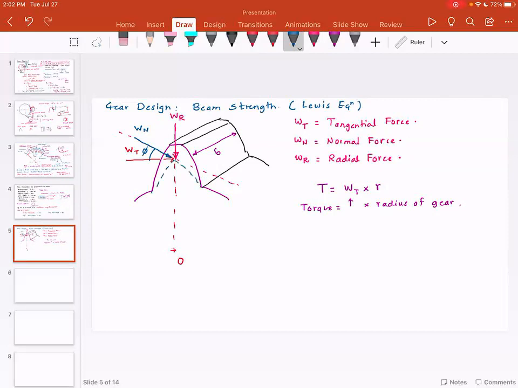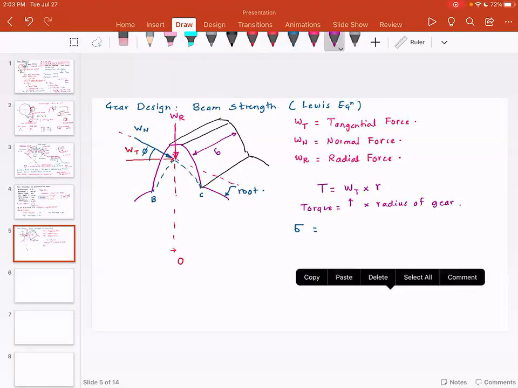For simplicity, I'm going to construct an inner profile. This is going to be point B. This is going to be point C. I'm going to look at the bending moment at the root of the tooth. This is the root. And I'm going to find the bending strength, sigma B, which is given as M divided by I multiplied by Y.